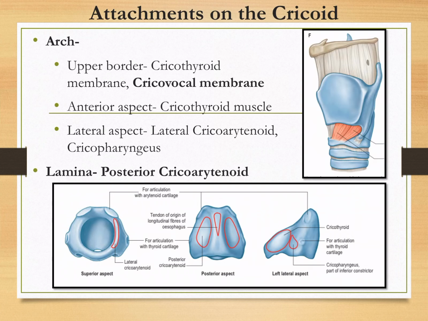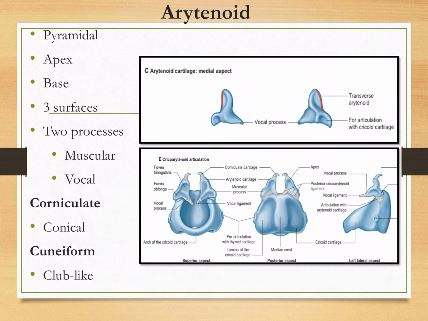The lamina of the cricoid cartilage gives attachment on either side to the posterior cricoarytenoid muscles, and in the center you have a tendon of origin of the longitudinal fibers of the esophagus. Kindly observe the cricothyroid muscle in the diagram above on the right side, straight and oblique heads.